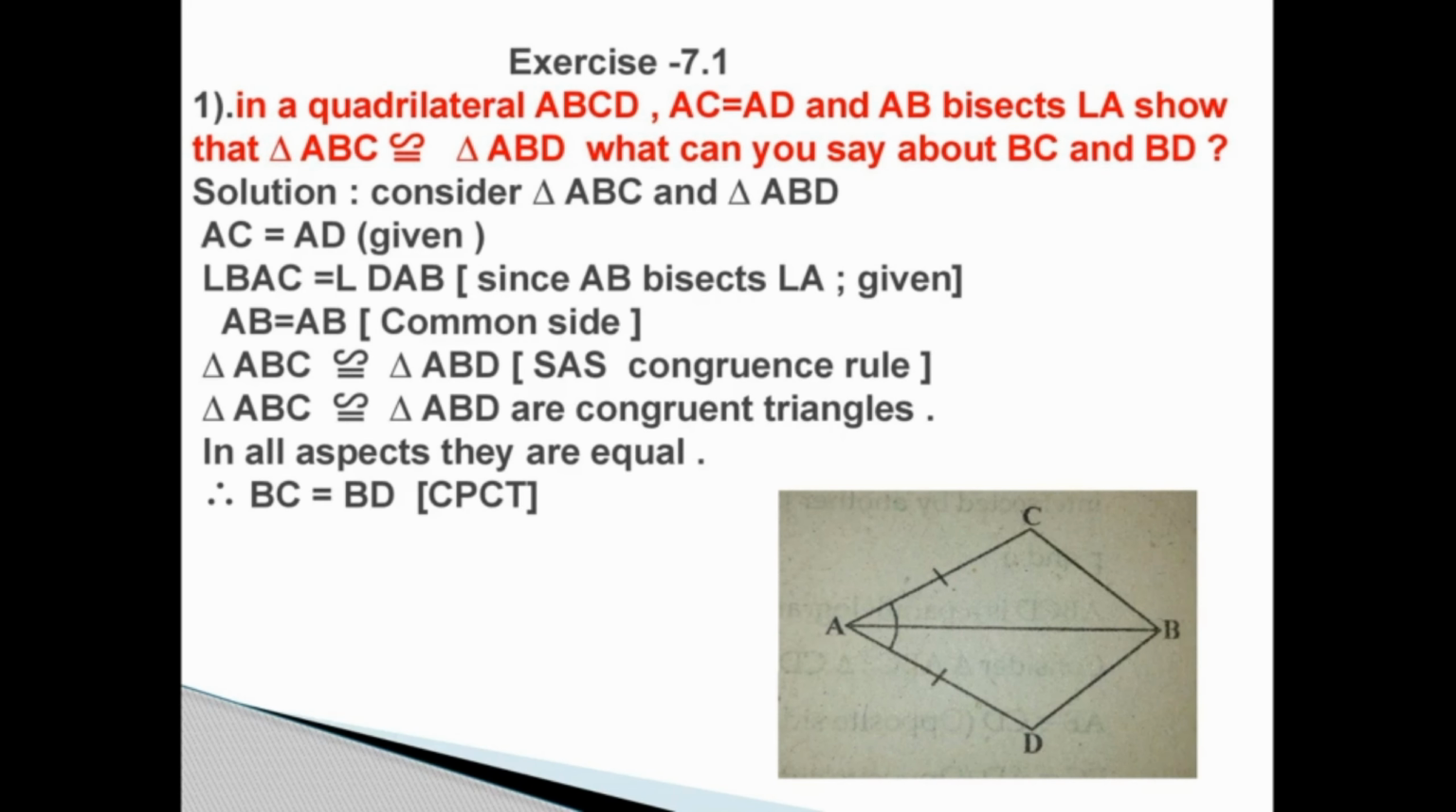Therefore, triangle ABC is congruent to triangle ABD by congruent triangles. In all aspects they are equal. Therefore, BC is equal to BD.